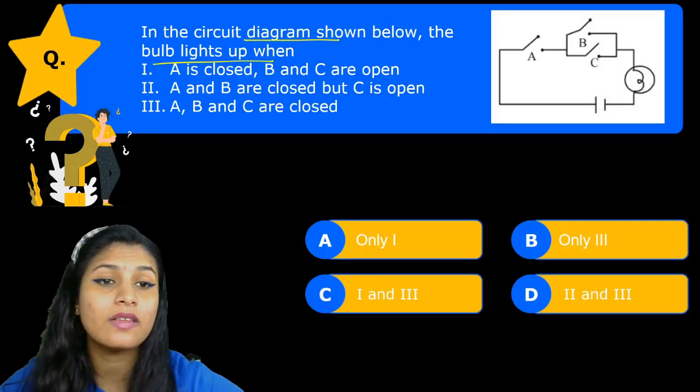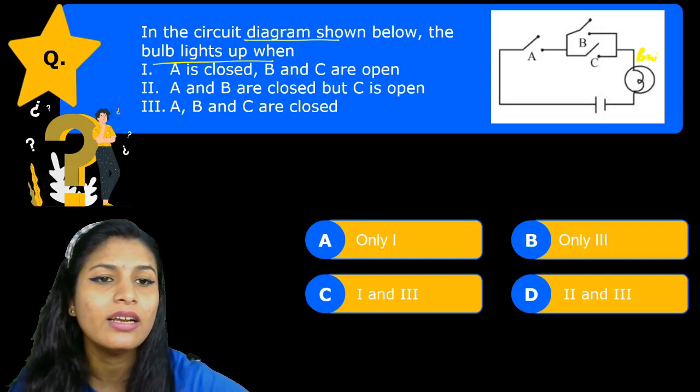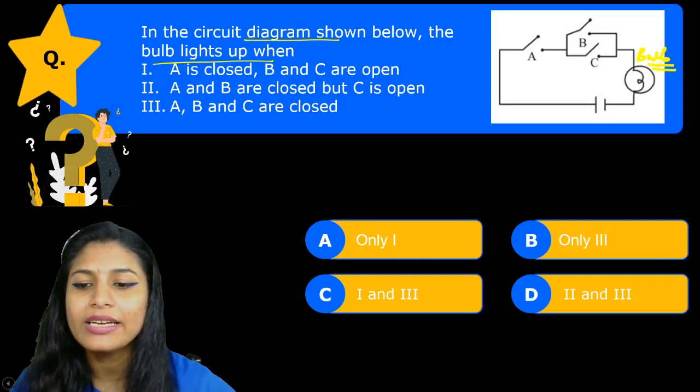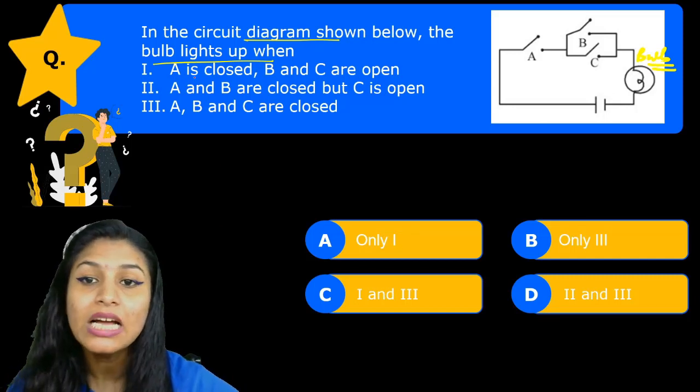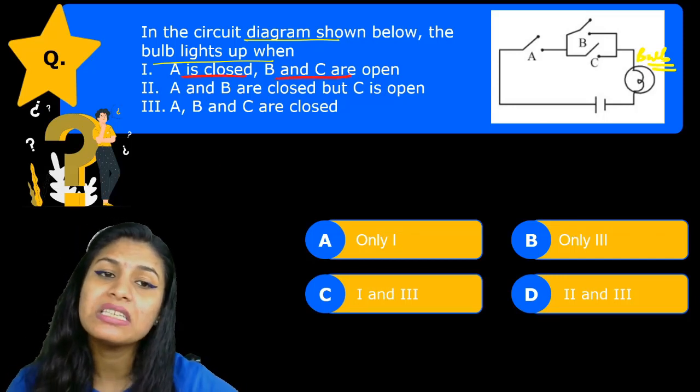Okay, this bulb that is shown here is going to light up. We have to tell which one of these is possible. A is closed, B and C are open.